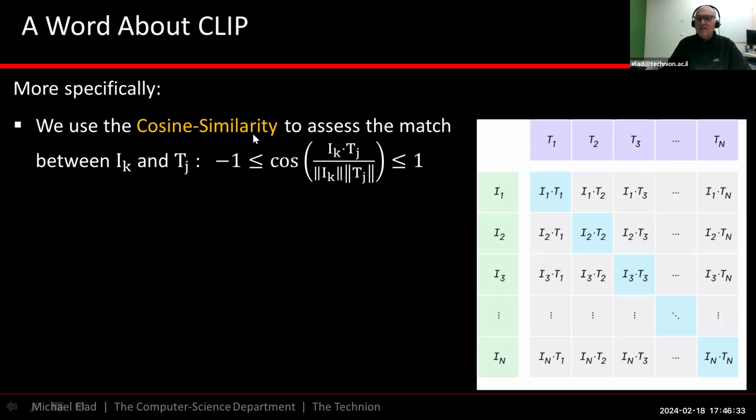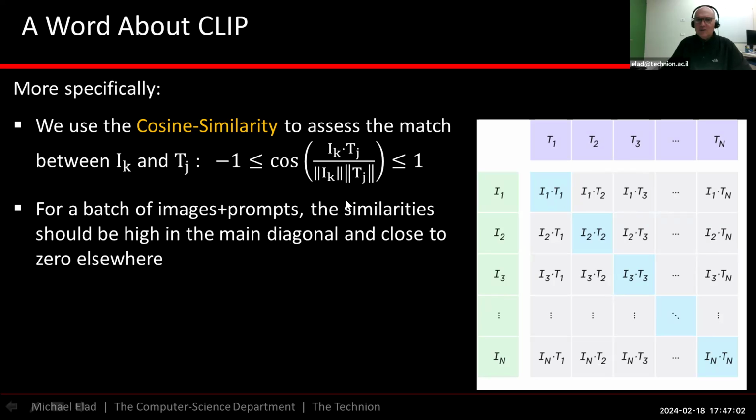They use the cosine similarity. So they take the inner product, but normalized. And so it's a value between -1 and 1. But we don't really care about the negatives. We want to push the main diagonal to be nearly 1, so that the IK and TK will be perfectly aligned in their angle. And we want the values off diagonal to be nearly 0, nearly orthogonal, so that the inner product is nearly 0. So this is the idea.